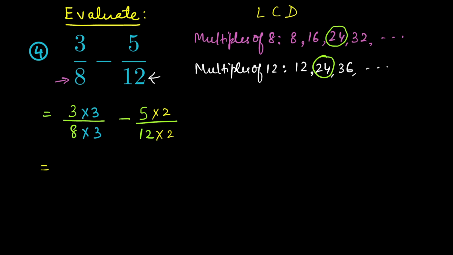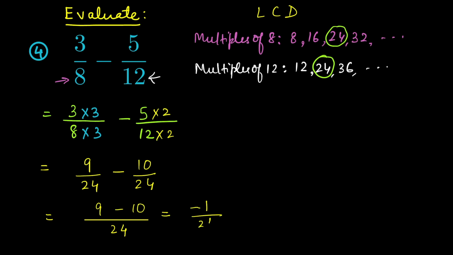Now the first fraction is 3 times 3 is 9 over 8 times 3 is 24, minus 5 times 2 is 10 over 12 times 2 is 24. Now we can see that the denominators are the same, so we write the denominator 24 directly here, and 9 minus 10. What is 9 minus 10? It is minus 1 over 24. This will be the answer because it cannot be reduced further.